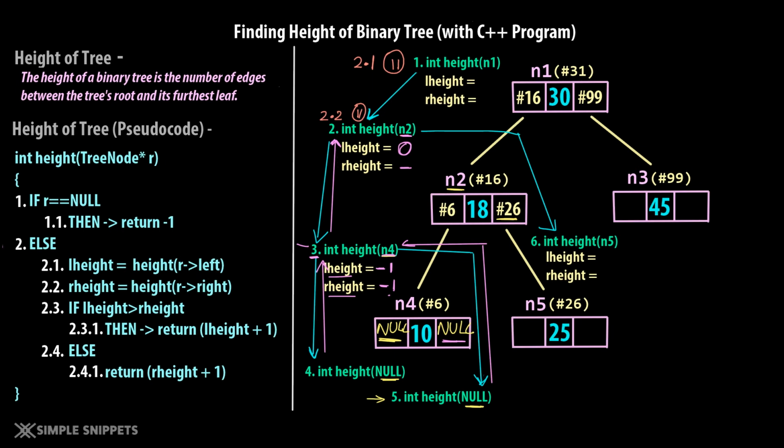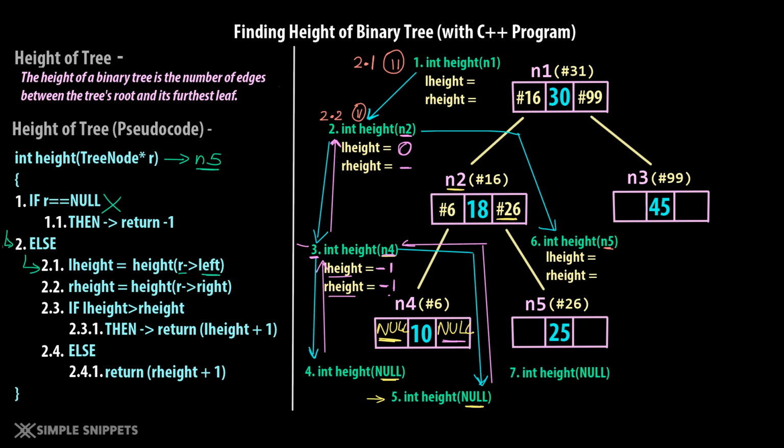So for the sixth function call, that is the sixth height function call, we are passing n phi. So r is nothing but n phi. We check r equals to null. No, r is not null because r is n phi. So in the else part, we go and we again say 2.1, which is L height equals to again a function call, and we are saying r of right.